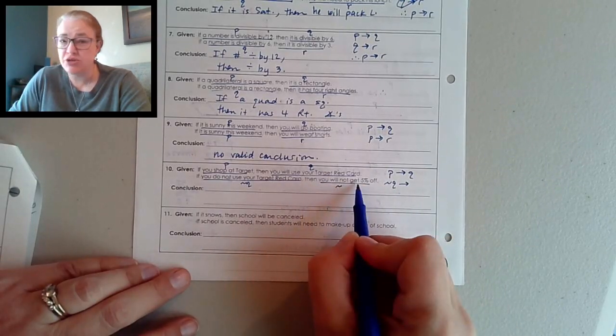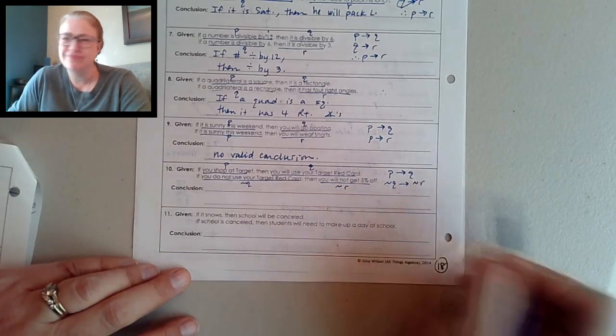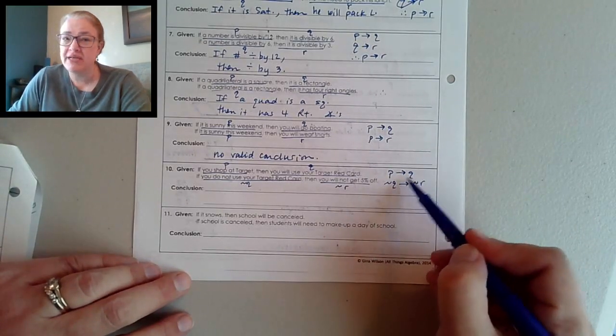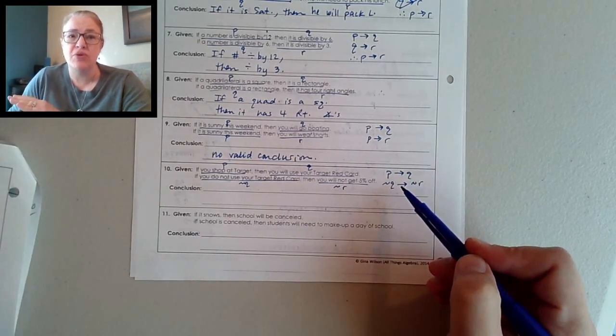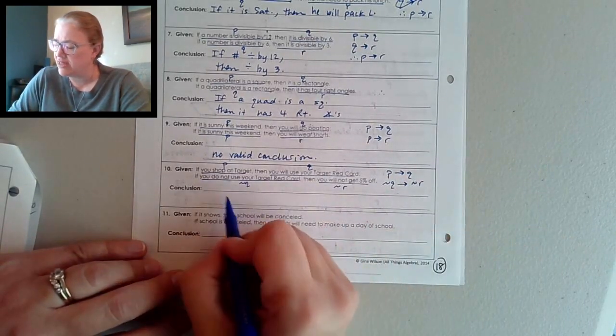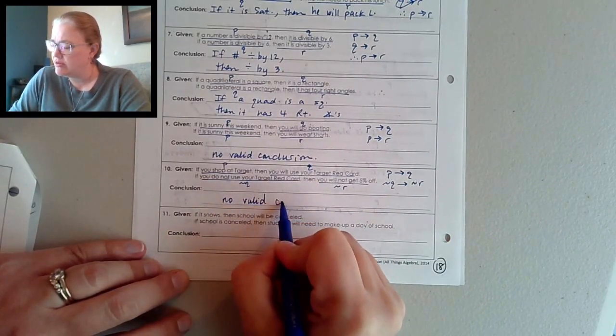Not, let's see, that's a new thing, right? So let's use a new letter. Let's use R, not R. That doesn't follow our law of syllogism pattern at all. We do have the Q repeated here, but it has to be just Q the way it appeared in the first statement. We can't negate it. That doesn't work. So this is a nothing. No valid conclusion.